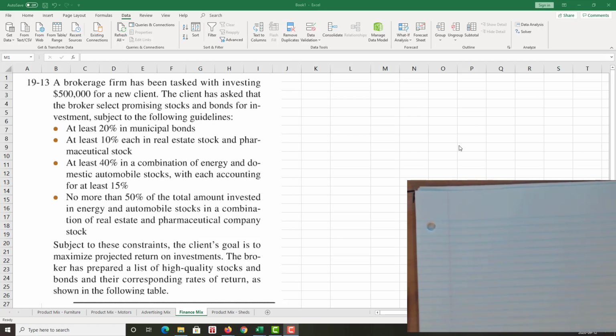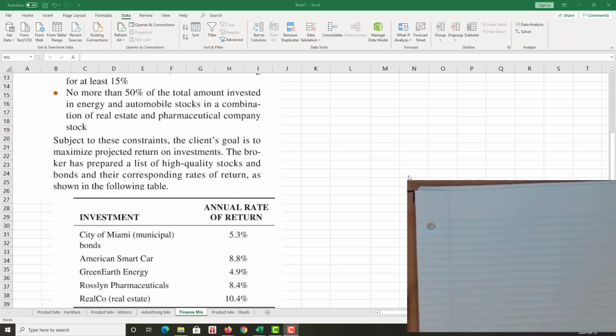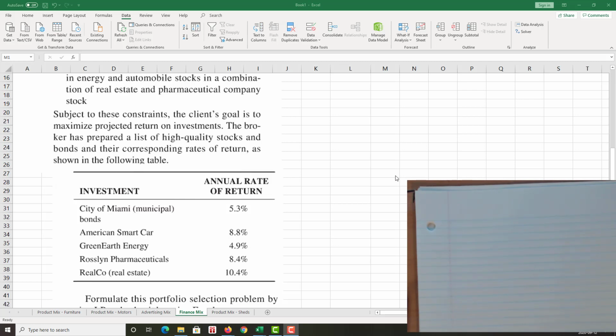No more than 50% of the total amount invested in energy and automobile stocks in a combination of real estate and pharmaceutical company stock. Holy cow, a little more complicated, not impossible. That one we'll have to be very careful with. Subject to these constraints, the client's goal is to maximize projected return on investments. So it's kind of telling us what the objective function is.